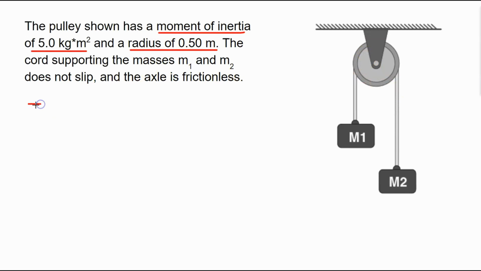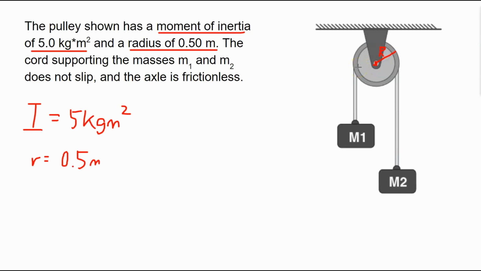So we were given that the moment of inertia of the pulley itself is 5 kilograms times meters squared. That means this pulley is rotating, which does make sense because that is how a pulley works. We were also given that the radius is 0.5 meters. So essentially this distance, from the center to the edge, would be 0.5 meters.